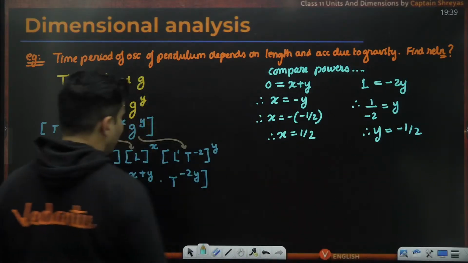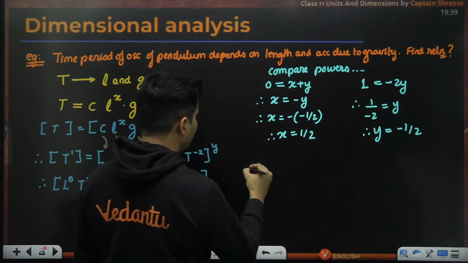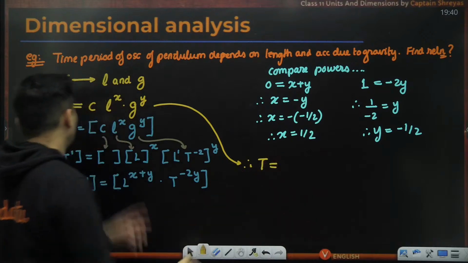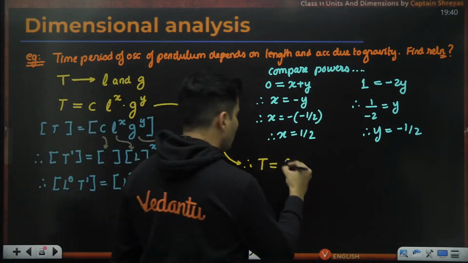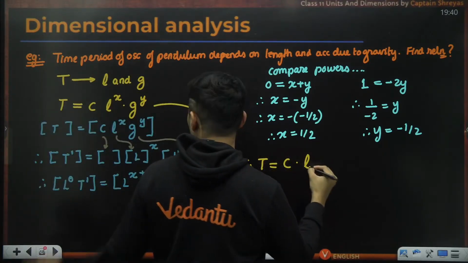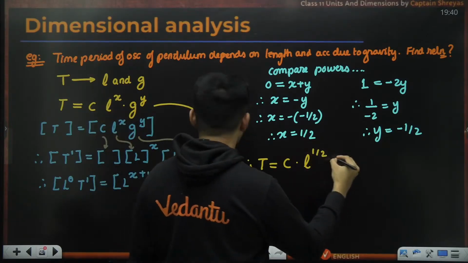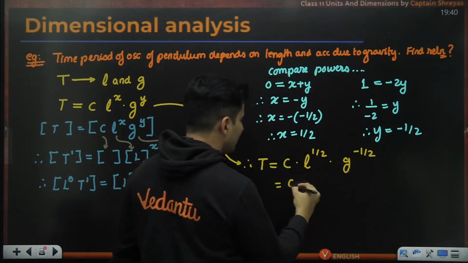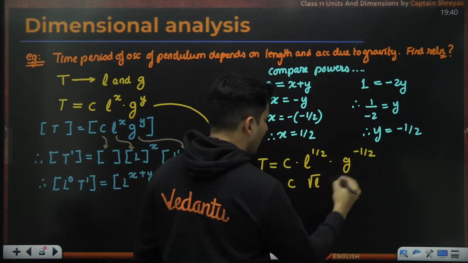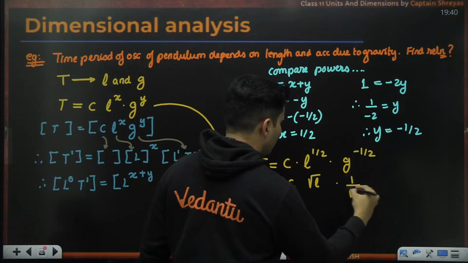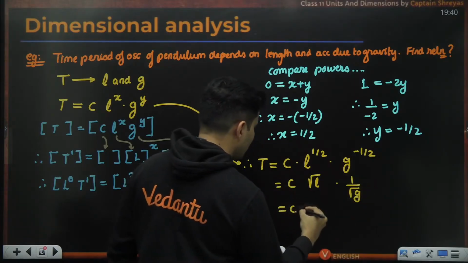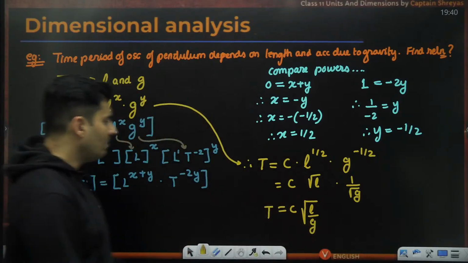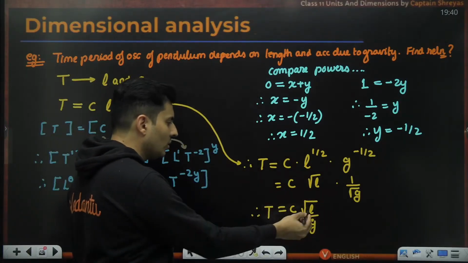So, we found x and y. My job is half done. I just need to substitute it. Therefore, if you come back from here, time will be constant into length raised to x. X is half. g raised to y, that means g raised to negative half. So this is as good as saying this is root of L and this is nothing but 1 by root of g. So this will become constant into root of L by G. This is the answer. So the time period of the pendulum is some constant into root L by G.